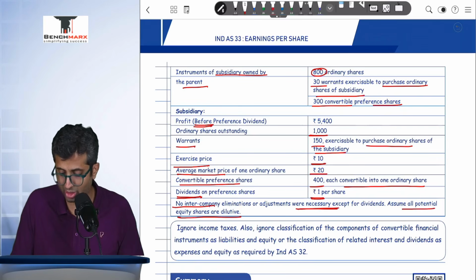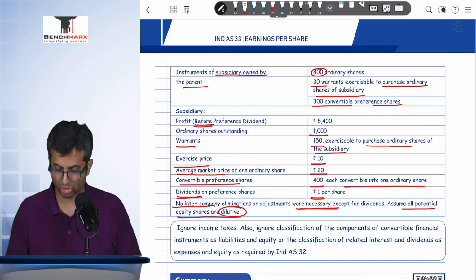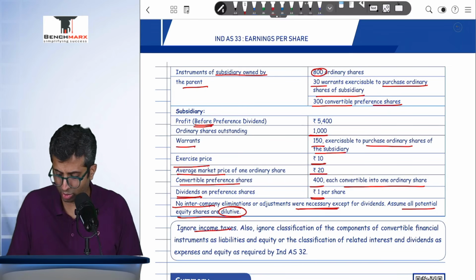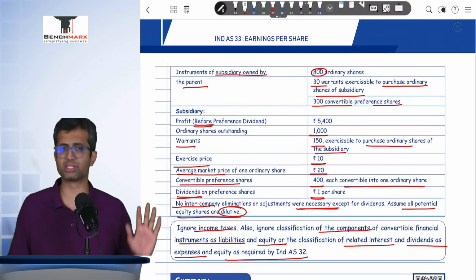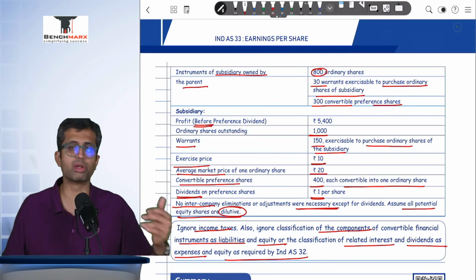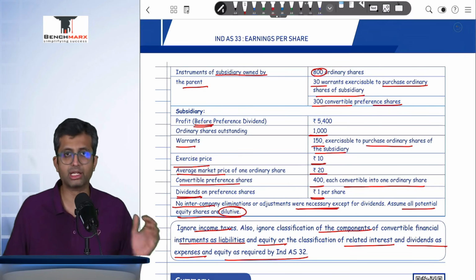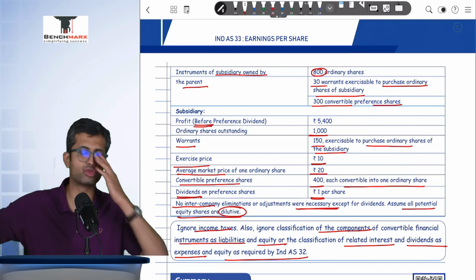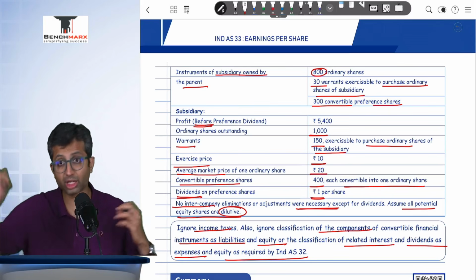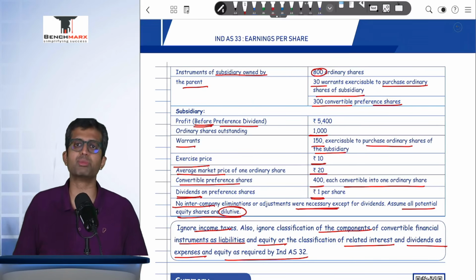Assume all potential equity shares are dilutive. So if they are all dilutive, we don't need to do that ranking for multiple potential equity shares. Ignore income taxes. Also ignore the classification of components of convertible instruments as liability and equity, or classification of related interest and dividends as expenses and equity as per Ind AS 32. Here, in any case, you don't have the market rate of interest on similar non-convertible instruments, and hence you cannot segregate between the liability and equity component. Secondly, if they say ignore Ind AS 32, the profits will be the pure net profits. Preference shares will be treated like owners, as in CA Inter, and hence preference dividend will be taken in retained earnings. You have been given that profit is before preference dividend.